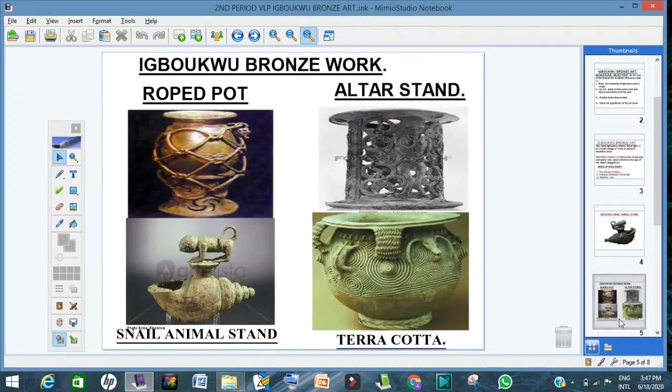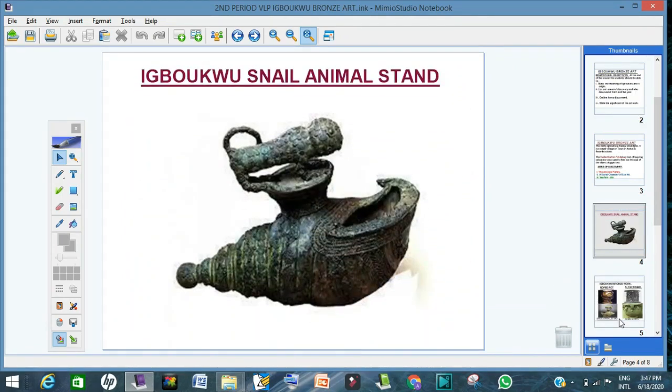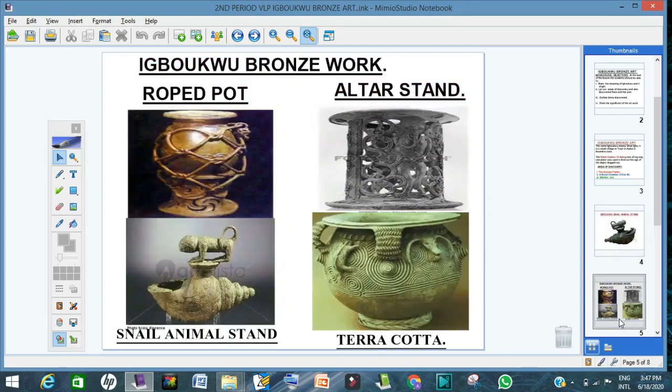Then let's look at the items discovered. One of the items is the snail shell animal stand. It's a bronze work. Don't forget that the artwork is a bronze work and not a clay work. Then the next item is the famous roped pot, which we saw at the beginning of the lesson. You have the altar stand. You have the terracotta pot. You all know what I mean by terracotta, a baked clay object.